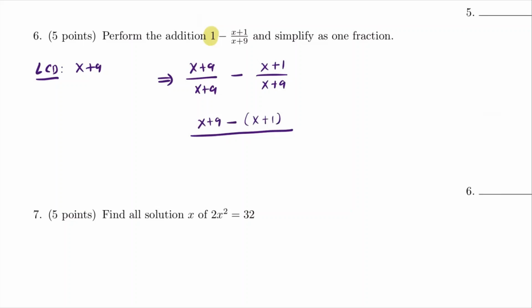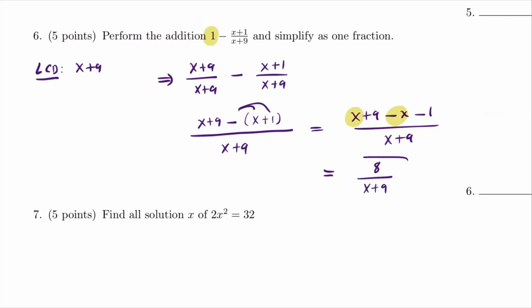Now, since they have the same denominators, I can join the numerators as x plus 9 minus x plus 1. So don't forget the parentheses, x plus 9. And here I distribute the negative. So I have x plus 9 minus x minus 1 over x plus 9. Now we can combine. So x and negative x will cancel each other. And 9 minus 1, that's 8 over x plus 9. And here that will be our final answer.